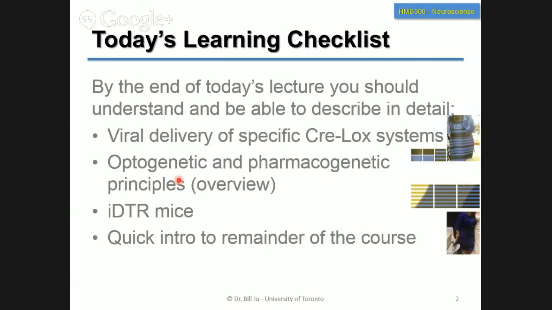Optogenetics is still the dominant technique that's used by most labs, and in fact, you're probably not going to see a lot of people using pharmacogenetics in the next few years, but it's an important technique to know because it's still in use. If we have time, and it depends on how quickly I can get through slides, I'm going to introduce you to this inducible diphtheria toxin receptor mouse, which is really important in neurobiology, especially when we start talking about things related to how we can look at fear memory. And then I'll give you a quick overview, if we have time, into the remainder of the course as well.